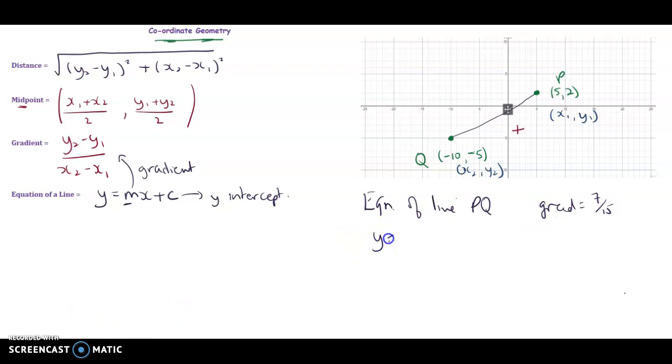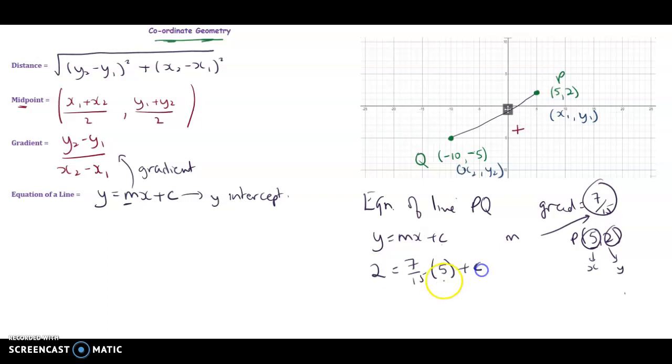So I'll simply plug it into y is equal to mx plus c. My m is this, and my point could be either P or Q. Say I want to use P, which is (5, 2). 5 will be my x value and 2 will be my y value, and I will plug these three values, m, x, and y, into this equation. So y will be 2, m will be 7 on 15, x would be 5, plus c, and I will find my unknown c. So this would be 2 equals 7 on 3 plus c. Send this over: 2 minus 7 on 3 is equal to c. Therefore, c would be minus a third.